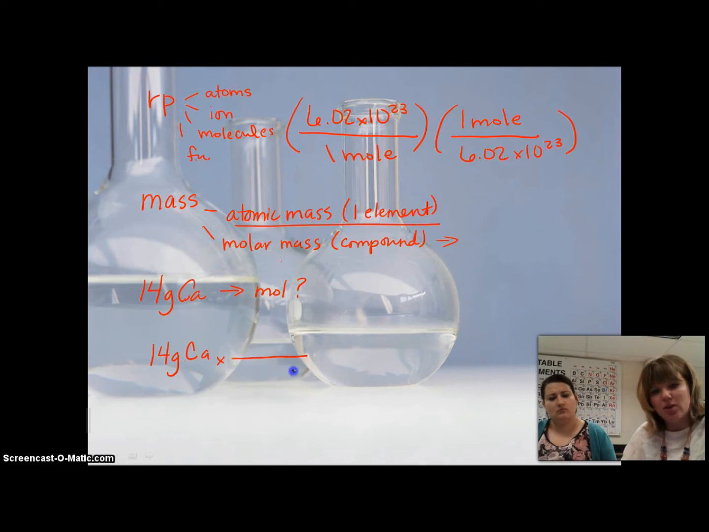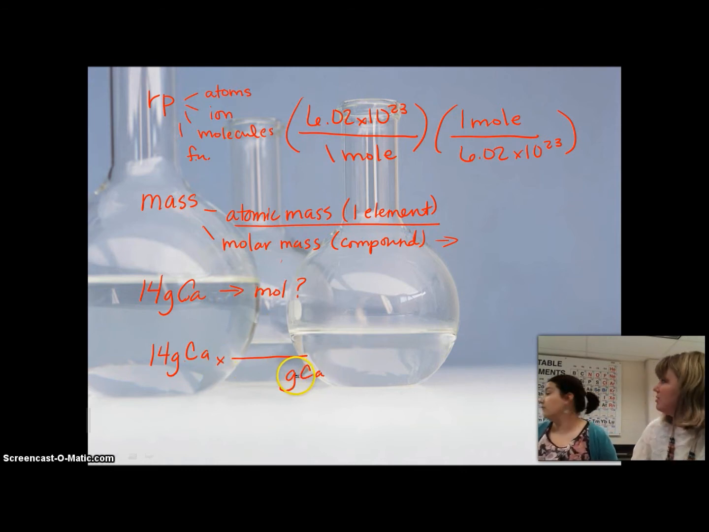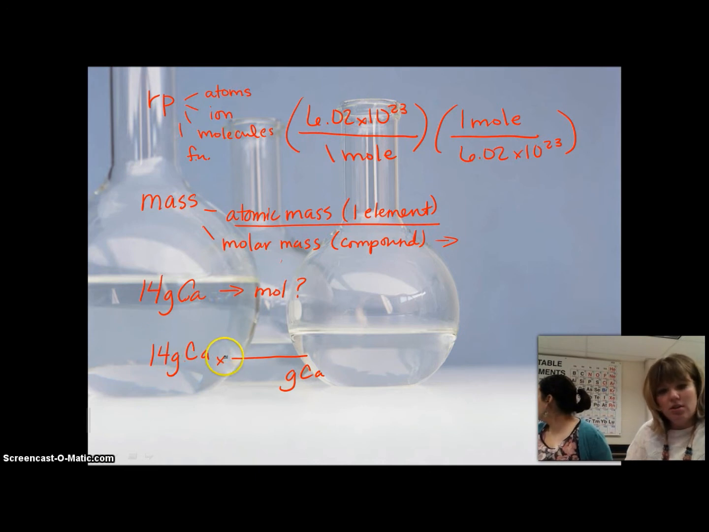So here we're going to put grams of calcium on bottom, and the only place we can find grams of calcium is where? Periodic table. So what's the atomic mass of calcium? 40.078. Okay, and that is always equal. Whatever the number on the periodic table gives you is always equal to 1 mole. Never any more, never any less, always 1 mole. So this is something that is equal.